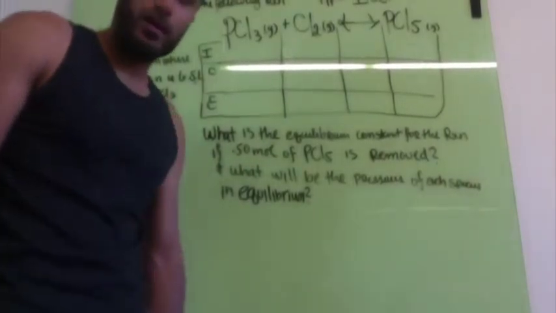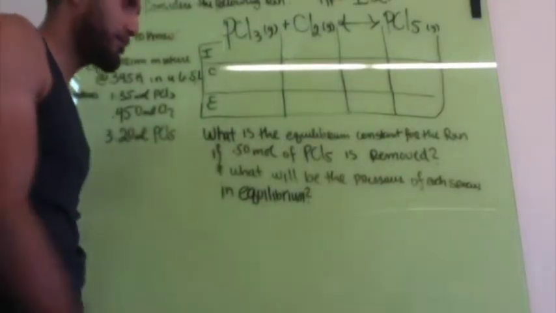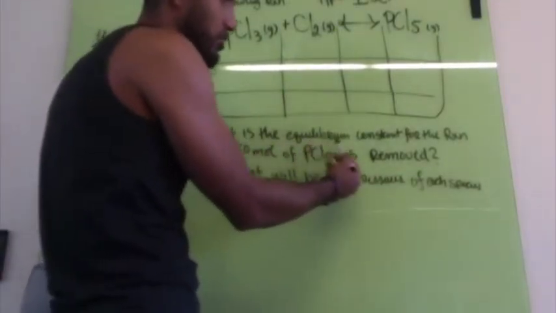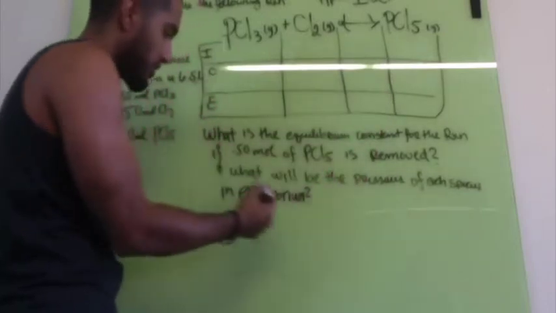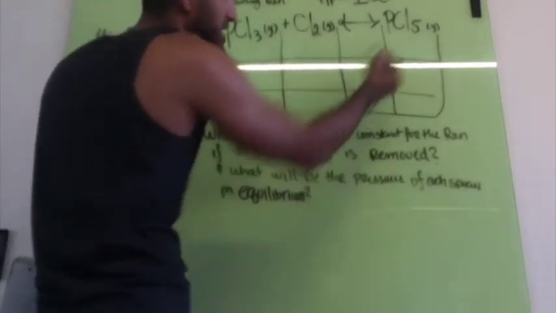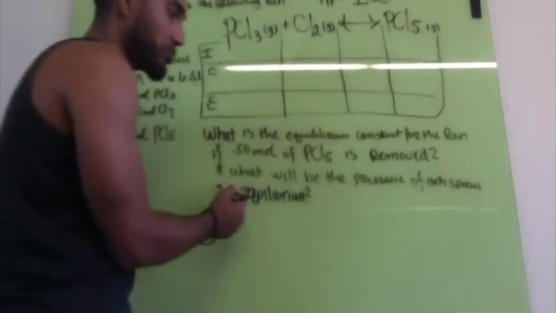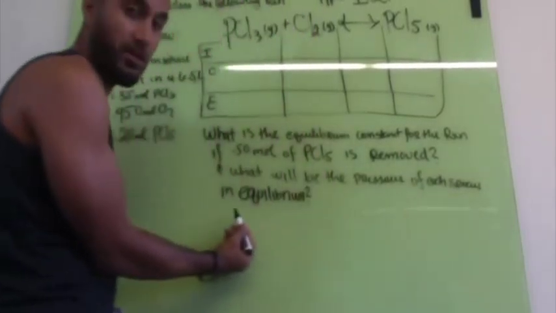Hey guys, so today we have a pressure equilibrium problem, and the question states, what is the equilibrium constant for the reaction that we have up here if 0.5 mole of PCl5 is removed? And also, what would be the pressures of each species in equilibrium?